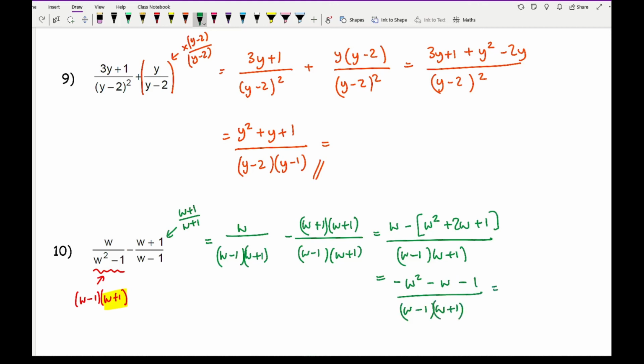Now with this, all we've got to do is see, can we factorise the top? Here we've got minus w squared minus w minus 1. If I take minus 1 out, I get w squared plus w plus 1. That doesn't factorise, and so there's nothing I can really do with that. So that therefore means that this here would be my final answer.